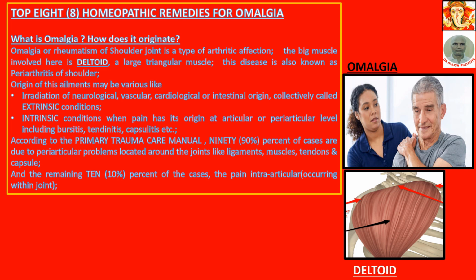According to the primary trauma care manual, 90% of cases are due to periarticular problem located around the joints like ligaments, muscles, tendons and capsule. And in the remaining 10% of the cases, the pain is intra-articular, occurring within the joint.